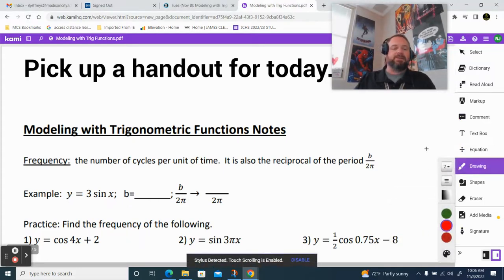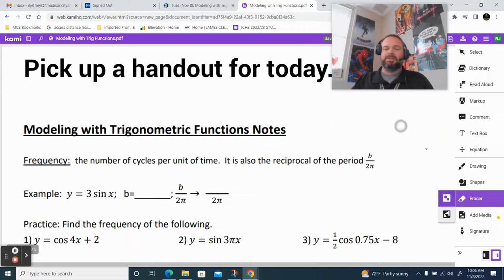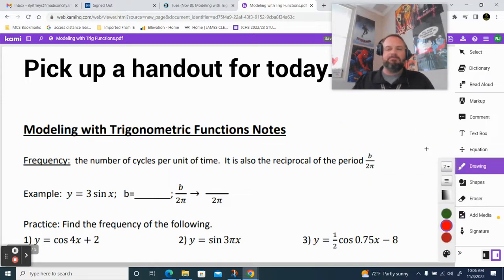Okay, so what's the frequency, Kenneth? So we are actually going to talk about frequency. This is the number of cycles per unit of time. Okay, like woo woo woo. That's what we're kind of talking about with this. Now, mathematically, this is what we're looking for. It's actually the reciprocal of the period equation from yesterday of b over 2 pi.